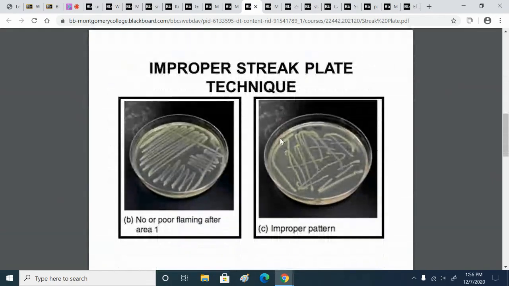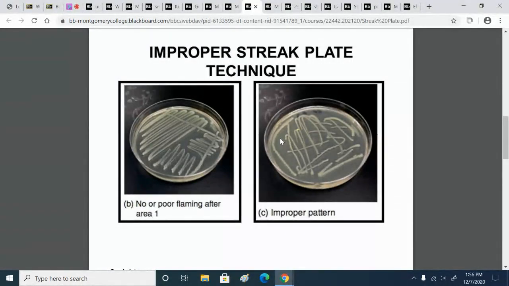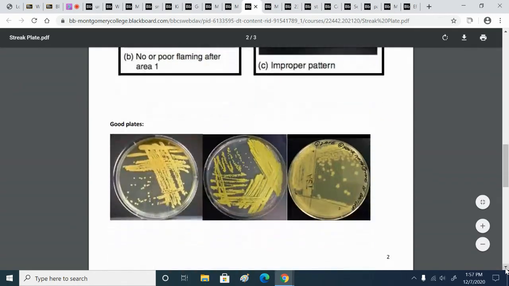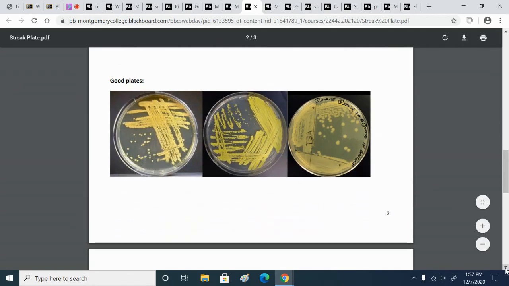But students have difficulty with this technique. Sometimes they use three loopfuls of bacteria, one for each streak. Sometimes they forget to sterilize their loop in between each streak. Or sometimes they just don't get the pattern, and just kind of get creative and make up their own patterns. So that does happen. But ideally, you should have nice multiple isolated colonies in zone 3. Or sometimes you might do a 4-streak plate. But at the end, you want to have those isolated colonies.